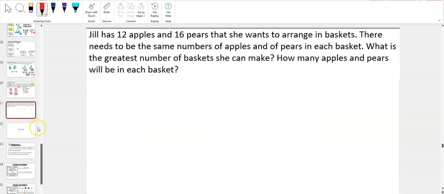So the next problem on here is actually very much the same, except we're dealing with apples and pears and arranging them in baskets. So again, try this one on your own, see what you get, pause it, and then come back and join me and see if you can get the same answer as me.